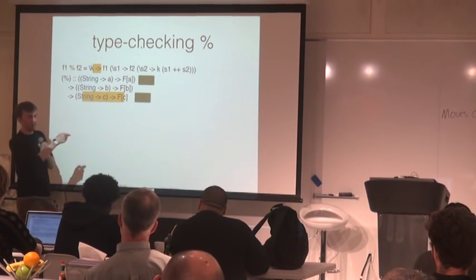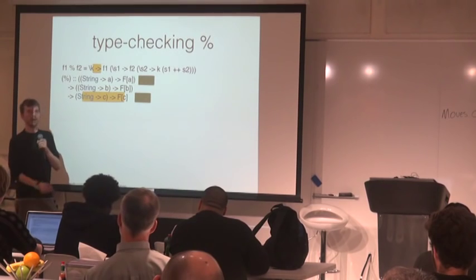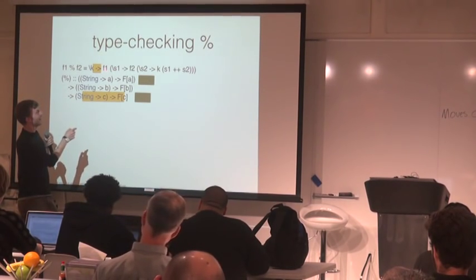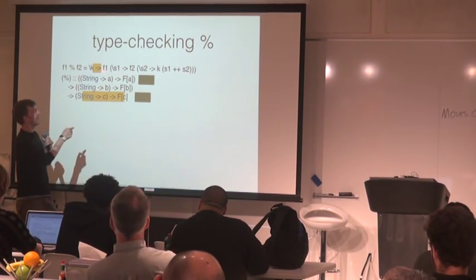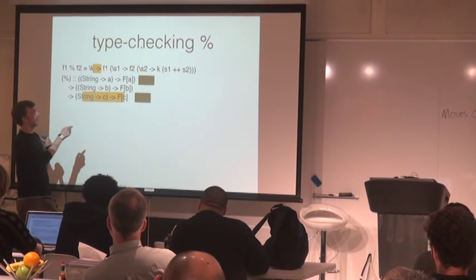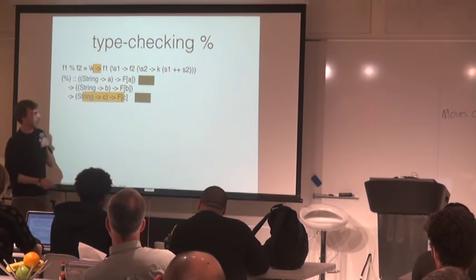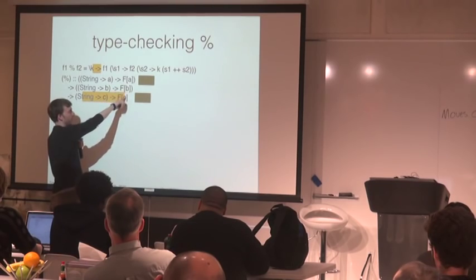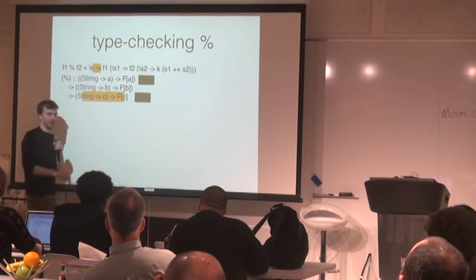Because if they weren't, it couldn't possibly type check, because the body of the function here, the body of this arrow, has to be whatever F1 returns when you apply it to the argument. So those two things are equal. And these were supposed to line up, but sorry.